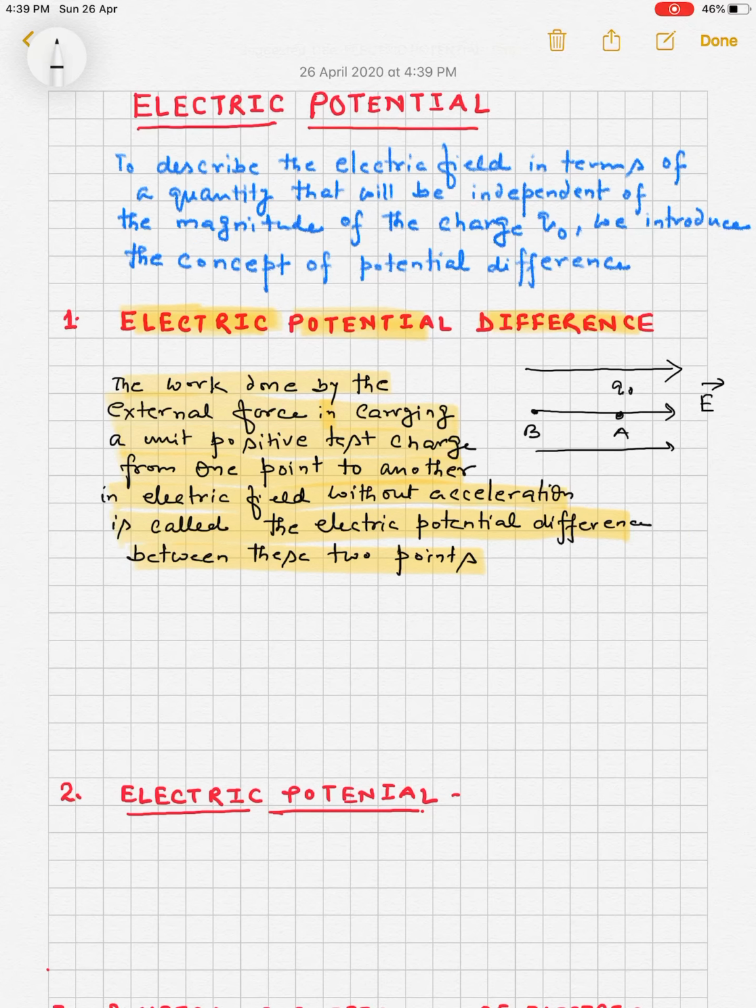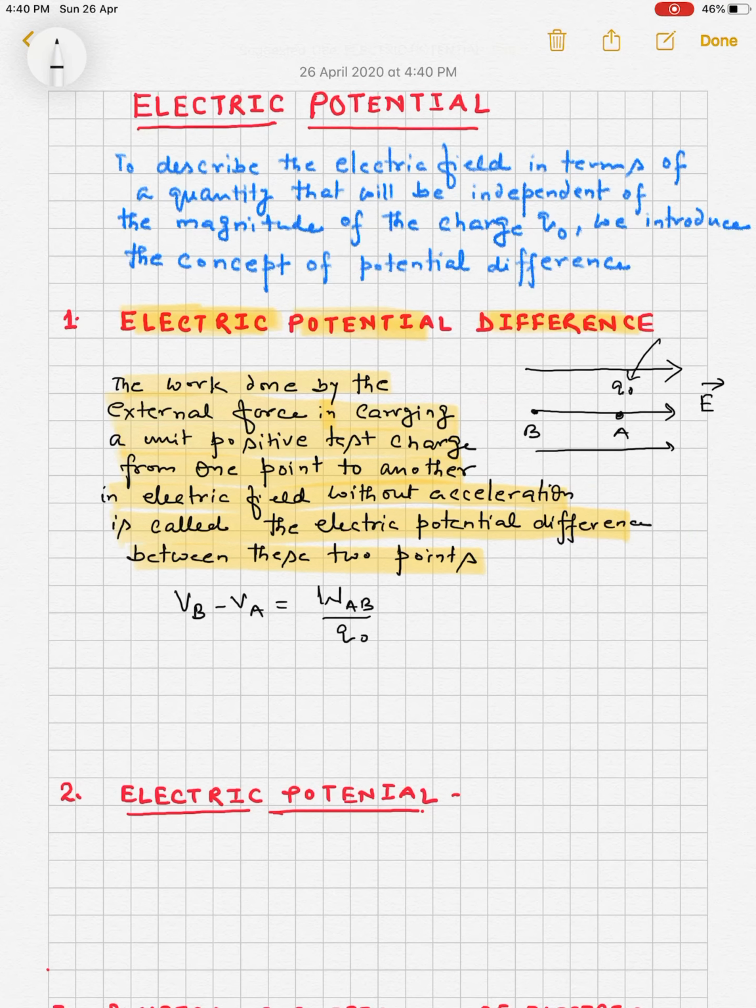So the work done in moving a unit positive charge from point A to point B in the electric field without acceleration, per unit positive test charge, is called potential difference. So we will write here V_B minus V_A is equal to the work done in moving the charge from point A to B divided by Q naught. So it is the potential difference.